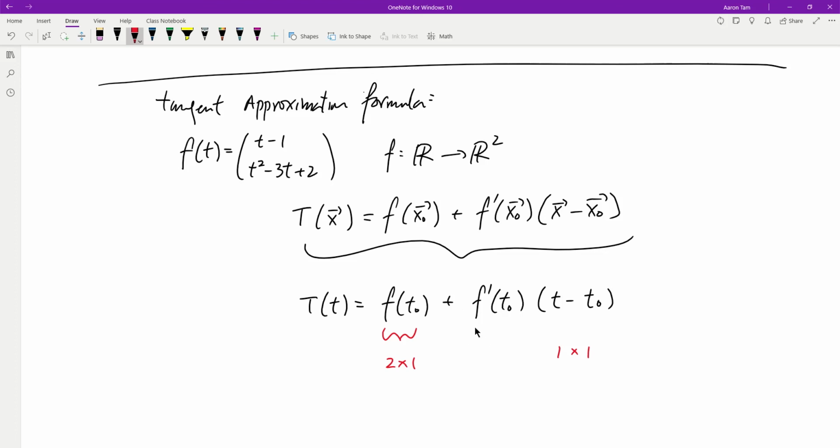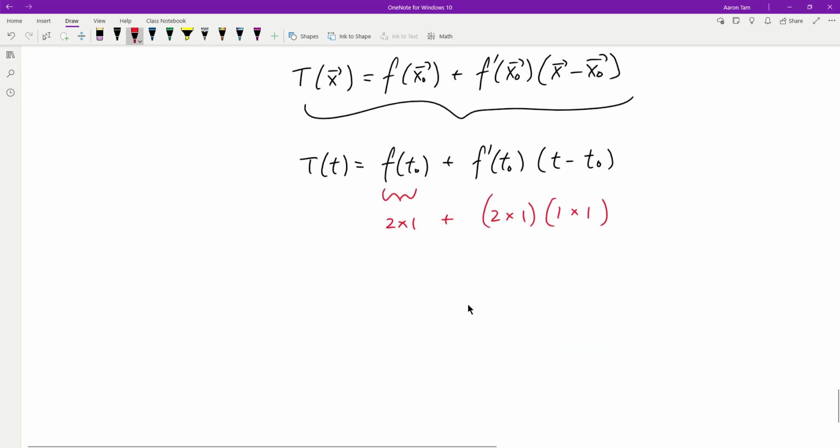What happened to f prime? F prime, in this case, I'm going to represent more or less like a derivative matrix. And in this case, the dimension of the derivative matrix would be m by n, which is 2 by 1. Notice if I multiply 2 by 1 by 1 by 1, I do get a 2 by 1 matrix, which allows me to add to a 2 by 1 matrix to give me technically a vector in R2, which is exactly what capital T should give me, because capital T should give me the same thing as f. So now I'm ready to actually do the problem.